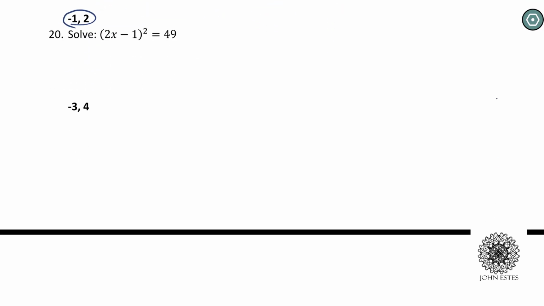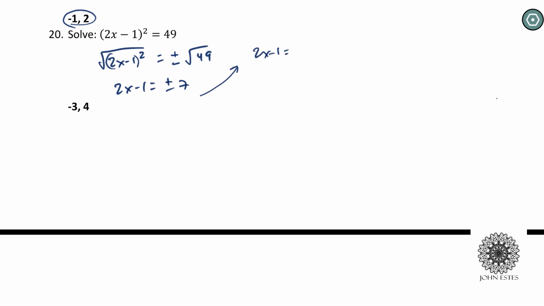I have a perfect square on both sides of this equation, so I'm going to take the square root of both sides, and when I physically write in the square root, like the square root of 49, I need to consider plus or minus. Now the square root of the quantity 2x minus 1 squared is just 2x minus 1, and we know the square root of 49 is 7, so I have 2x minus 1 equals plus or minus 7, which means I have two equations.